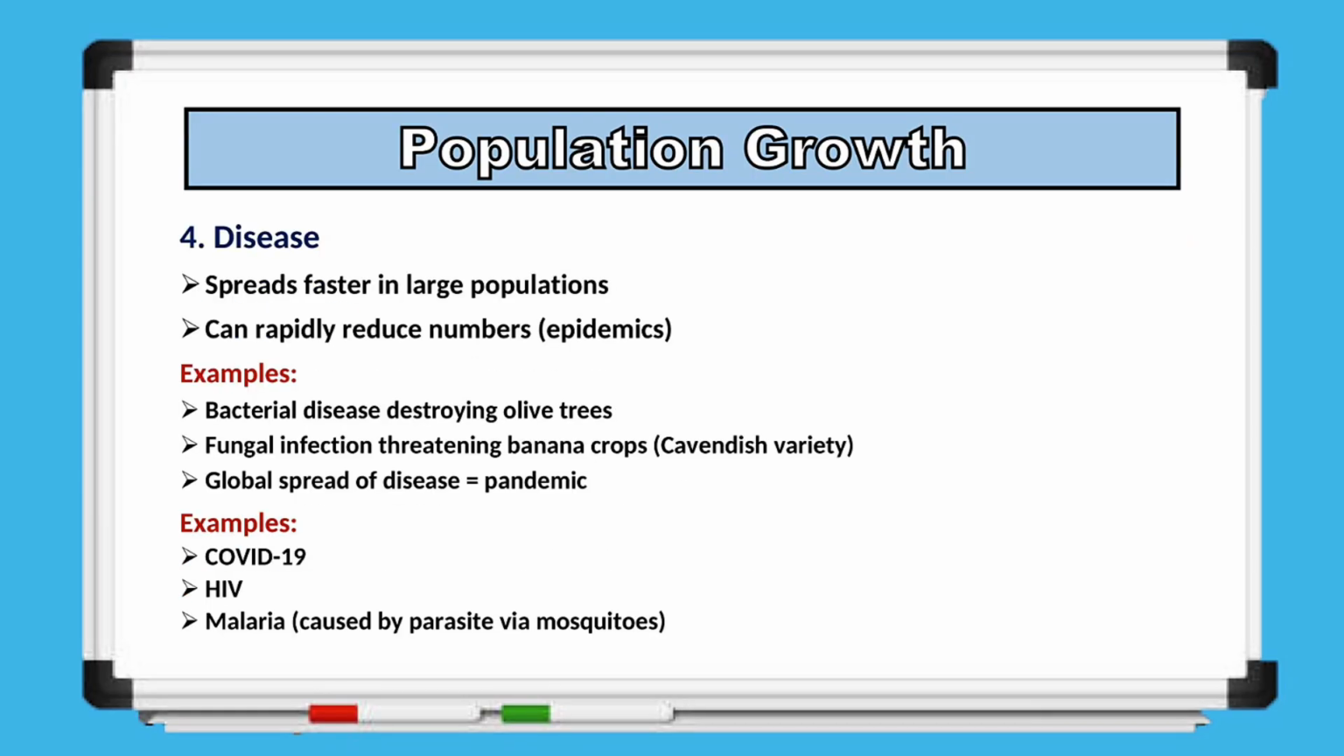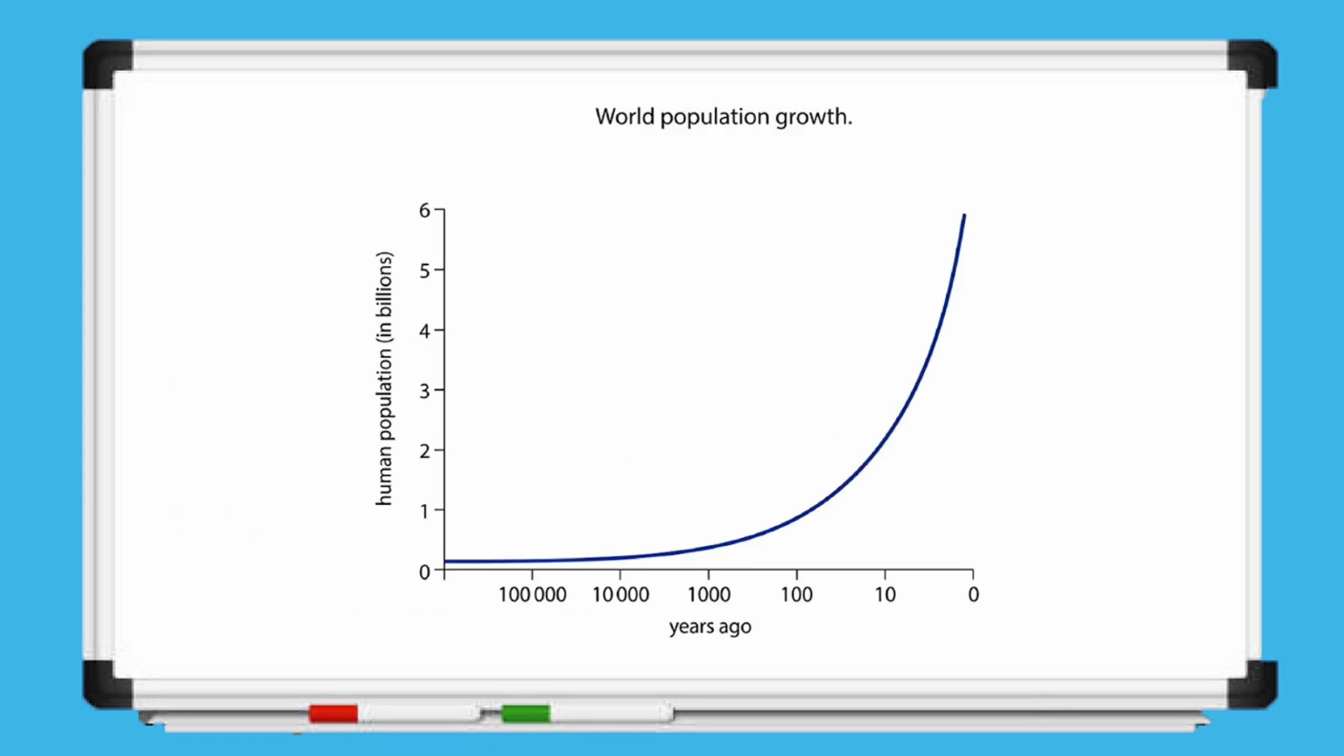The fourth factor is disease. Disease can spread rapidly through populations, especially when population density is high. Diseases increase death rates and reduce reproduction, causing populations to decline. Examples include bacterial diseases affecting olive trees, fungal diseases threatening Cavendish banana crops, pandemics such as COVID-19, viral diseases such as HIV, and parasitic diseases such as malaria, which is transmitted by mosquitoes. Together, food supply, competition, predation, and disease help maintain balanced population sizes within ecosystems and prevent populations from growing without limit. In general, a population increases when the birth rate is greater than the death rate.